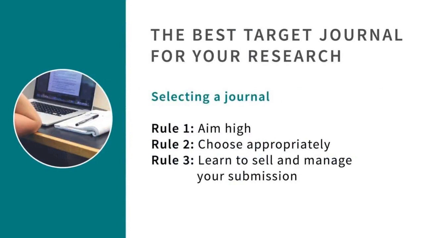The second thing to know then is, who are your audience? And in academic writing, the audience is the same thing as the target journal, right? So each journal is different, of course. Each target journal will be different, but effective targeting for your research idea, having a journal in mind before you write, is also key to being effective. 3 rules for target journal selection: aim high, choose appropriately, and learn to sell and manage your submission.